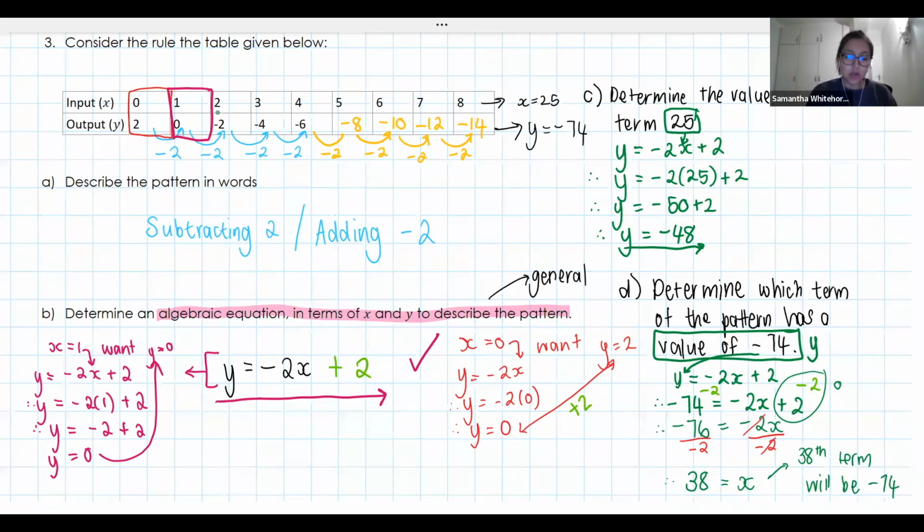Okay, so you can work backwards, for lack of a better description, from y to x, much in the same way as in question C, you can work with x to get y. So this is one of the ways in which we can use our equation in order to solve for different things.